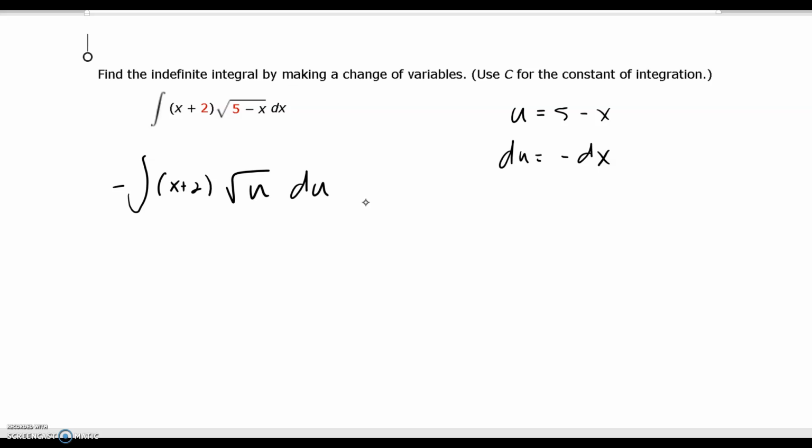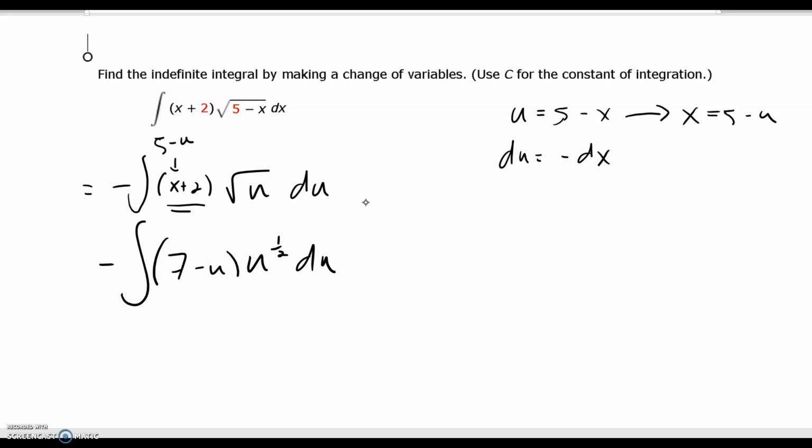dx would be negative du, so we can put a negative out there. So here's the problem. You still got an x involved, right? You don't have an integral just in u. So what we have to do is sub out this x somehow. It doesn't work its way out like the last one, but we have that relationship. If u is 5 minus x, you could solve this for x, right? x equals, I could add x to this side, subtract u, 5 minus u. So then if x is 5 minus u, then what I end up with is 7 minus u times u to the 1/2 du. That's all negative.